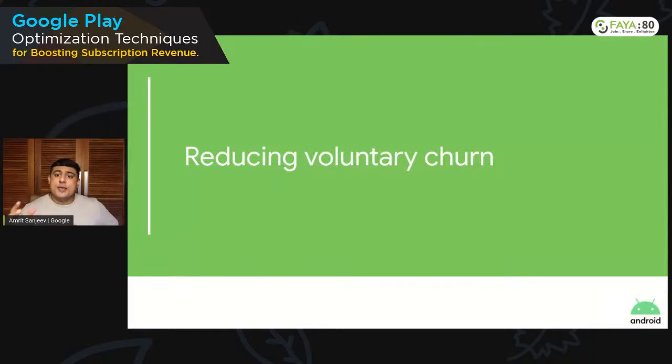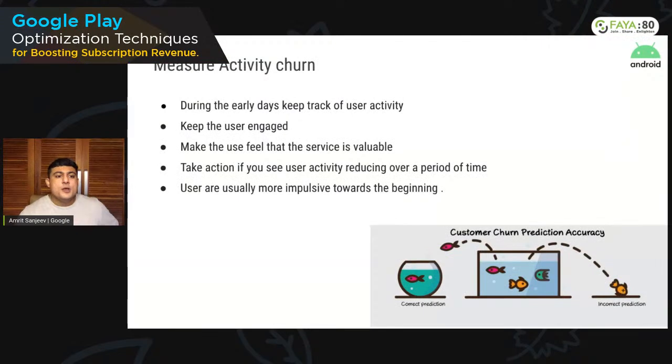So next is how we can reduce voluntary churn. Voluntary churn is when a user has actually made a decision to not continue the subscription, and that's the churn that you want to avoid. So you want to measure the activity churn. Voluntary churn is a behavior that you want to measure about your user.